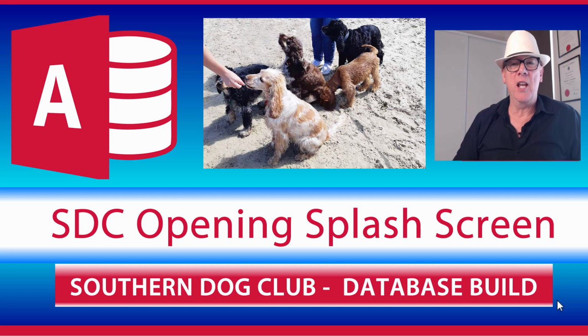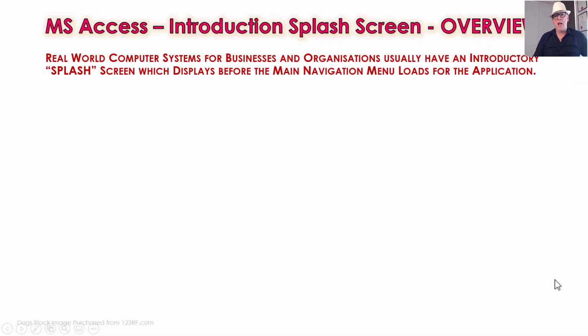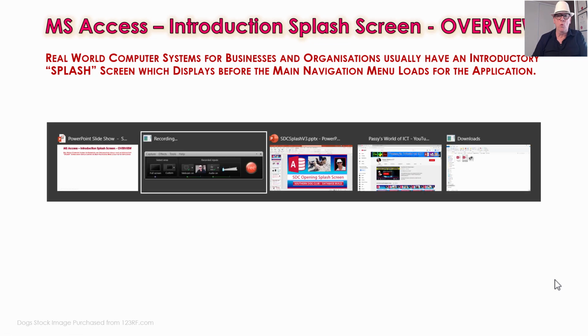And today we're doing the opening splash screen in Microsoft Access for the Southern Dog Club. And just here's a dog club we belong to. And yeah, it's not splash as in splashing around in the water like these guys were doing. There's our little guy Murphy there. But it's a splash opening screen. So lots of our computer applications have one of these kind of opening screens, and a picture's worth 1,000 words. So we'll show you what we mean by this.